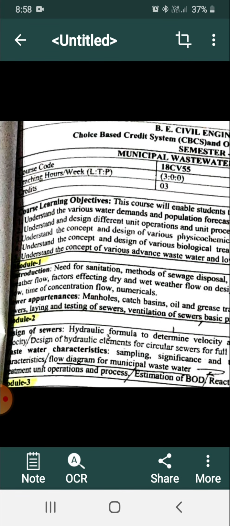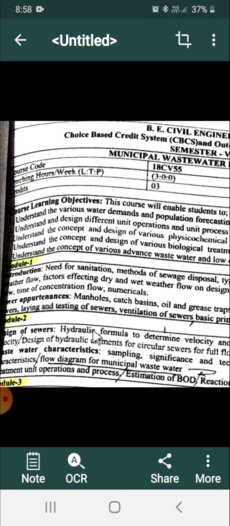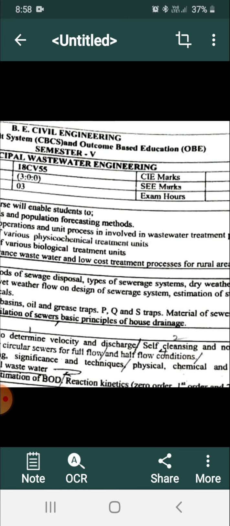Now this is the second chapter. I'll show you. The first module is over, and this is the second module, design of sewers. We have done the design of the sewerage system here, types of sewerage system. Remember it here.